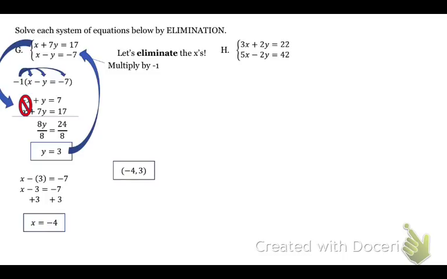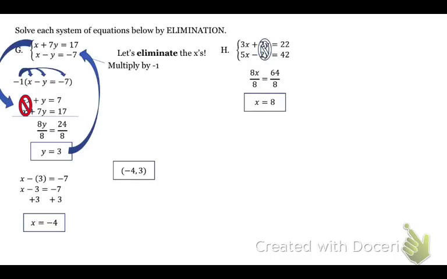Let's look at this one. So we have 3x plus 2y equals 22. 5x minus 2y equals 42. This is already solved for us. Those are going to cancel. So we get 8x equals 64. Divide by 8. X equals 8.